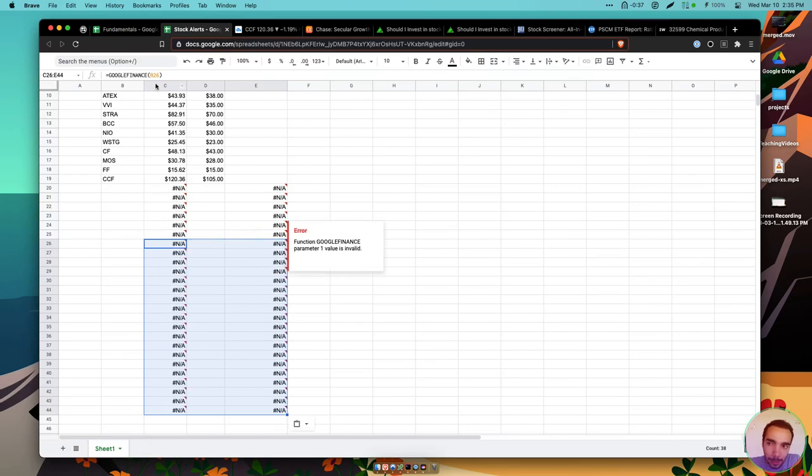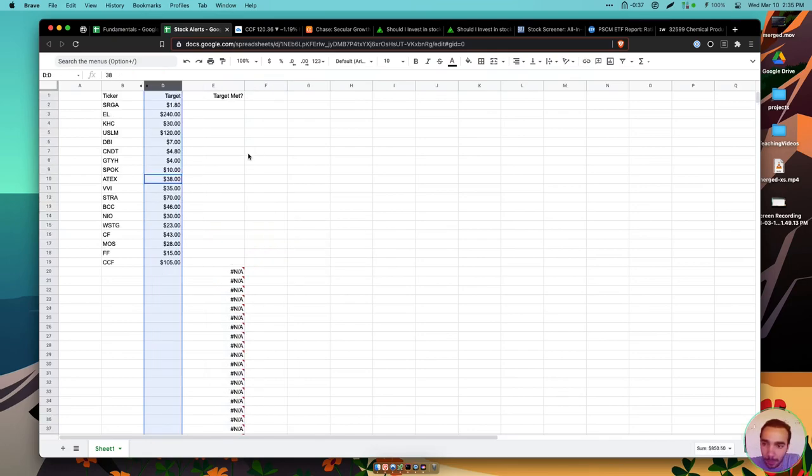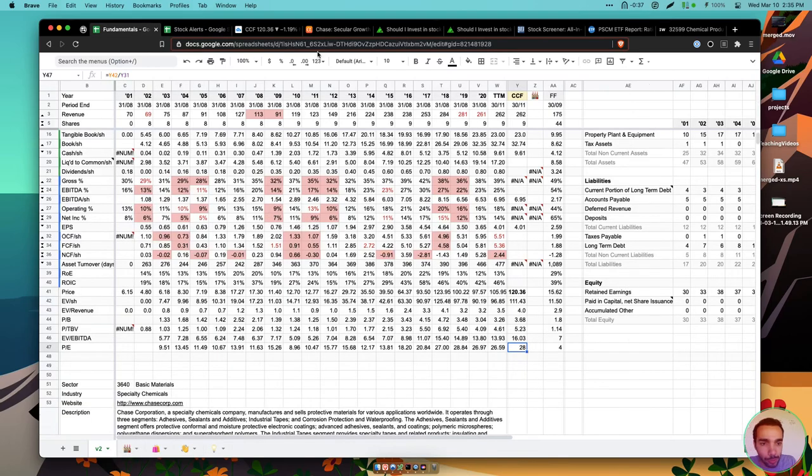If you're wondering what I'm doing here, I have an email alert set up. So whenever this column changes, like the target is met, I get an email. And so this is what this does. It allows me to track the prices without checking in continuously. That way I just get an email when something changes, which is pretty cool.